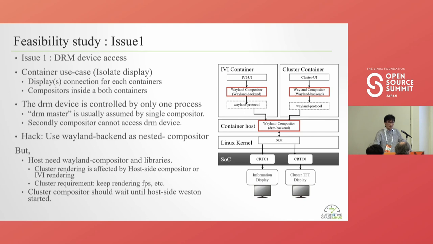For example, in container use cases, each container needs its own display. IVI has one display, and cluster also has one display. So each system requires a compositor and display access. However, a DRM device is controlled by only one process. Inside the container is a Wayland compositor, running as another process. So from the kernel viewpoint, there are two different processes accessing the kernel DRM device. However, DRM master is assumed by only a single compositor. Then a secondary compositor cannot access and cannot show the displays.